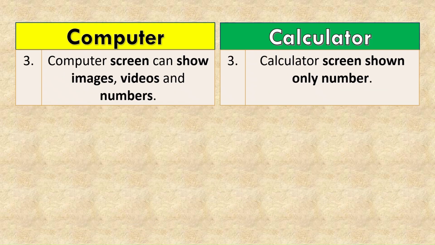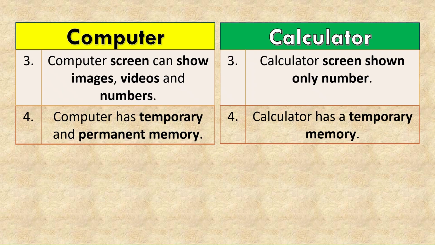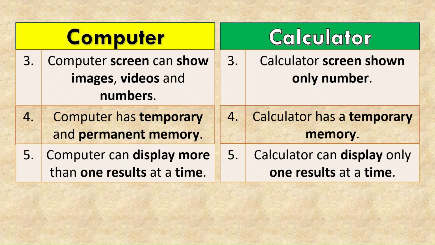Computer screen can show images, videos, and numbers. Calculator screen shows only numbers. Computer has temporary and permanent memory. Calculator has a temporary memory. Computer can display more than one result at a time. Calculator can display only one result at a time.